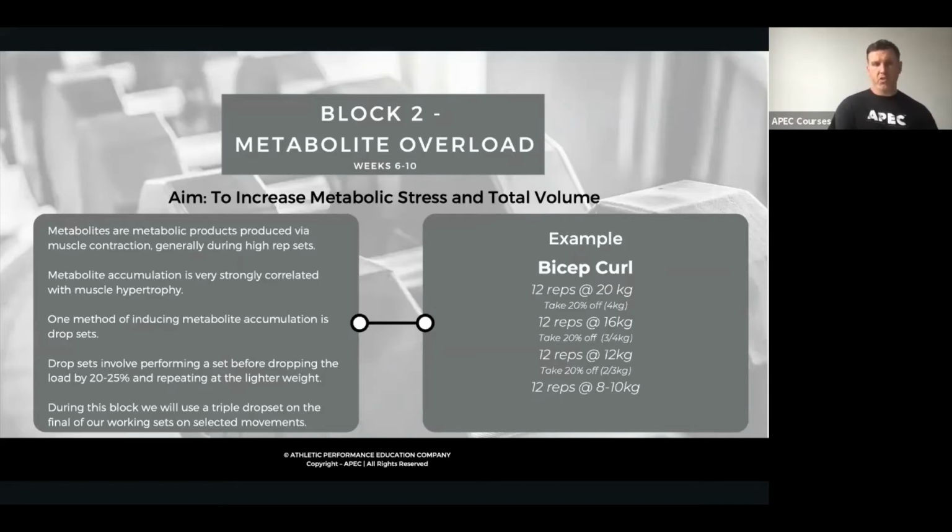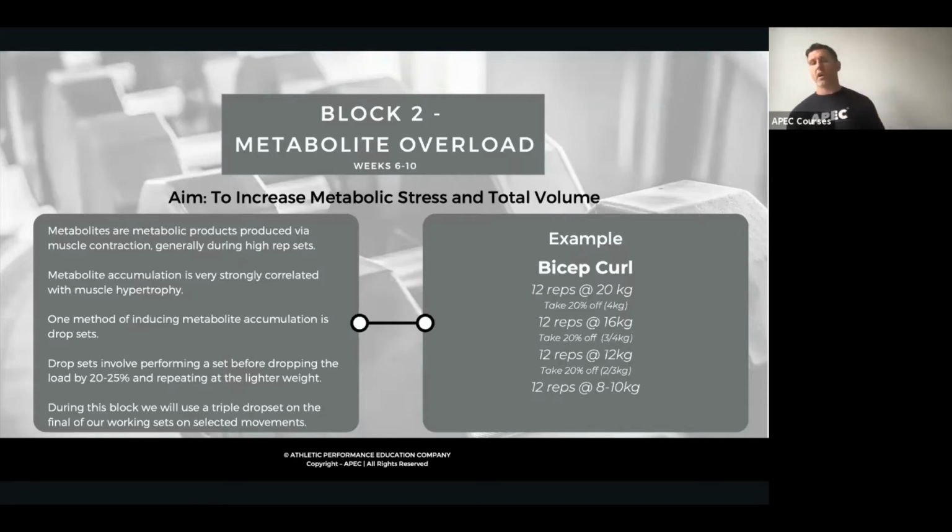One method of inducing metabolic accumulation is drop sets. Drop sets involve performing a set before dropping the weight by roughly 20 to 25% and repeating the same movement at a lighter weight. During this block, which is block 2, week 6 to 10, we will focus on triple drop sets on the final of our working sets on selected movements.